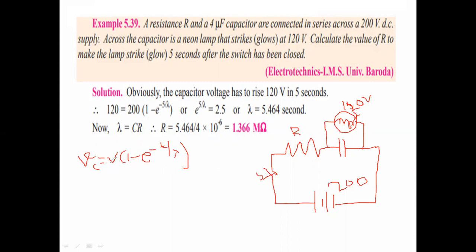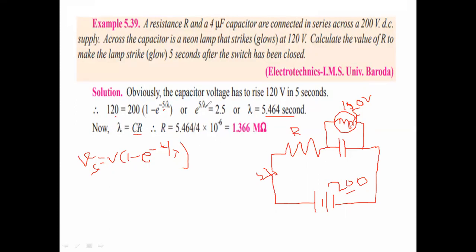Here V is the total applied voltage, 200, and t is the 5 seconds of time. And from that we can get Vc as 120. From that you can get e to the power of minus t by lambda, and lambda equals 5.464 seconds. Where lambda is the time constant, that is nothing but CR, RC. You can say RC or CR is the time constant of this circuit.